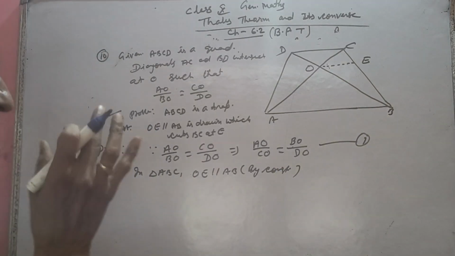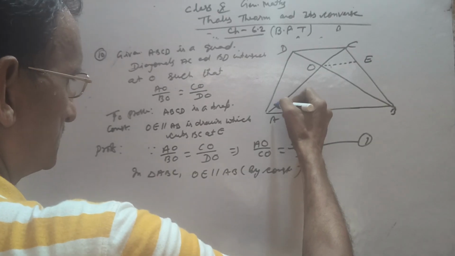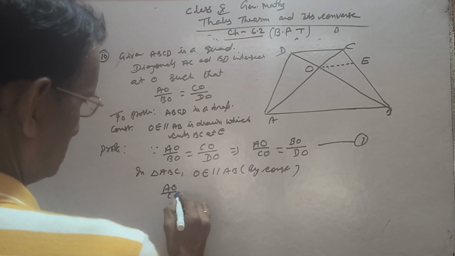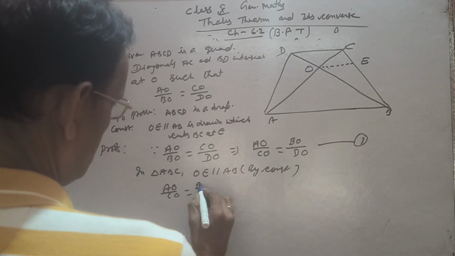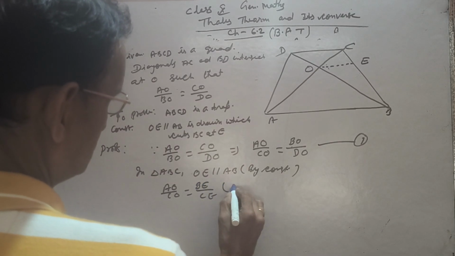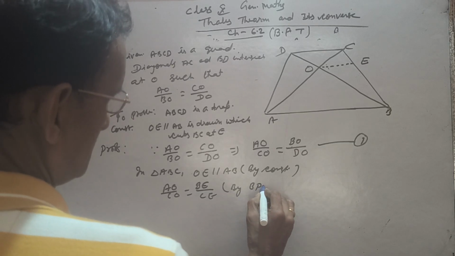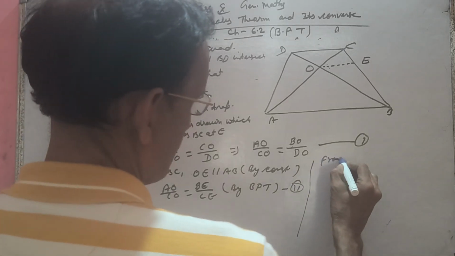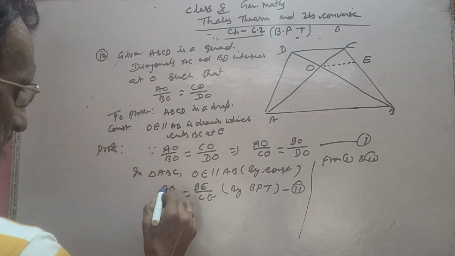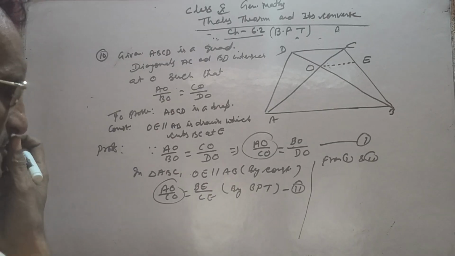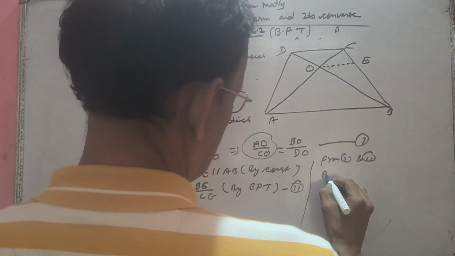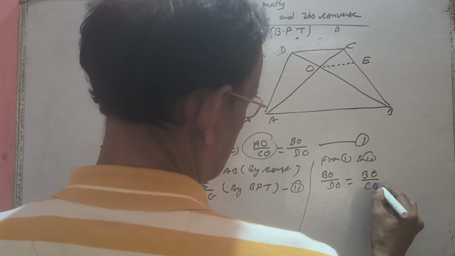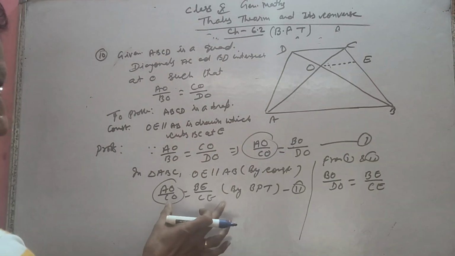Now then Thales theorem will come. What will come? AO by CO, then we will write BE by CE, this is by BPT. Let it be equation 2. I am writing here. From 1 and 2, see here, AO by CO is the same thing. So from 1 and 2, what we will get? BO by DO equal to what we are getting? BE by CE. This is given, and this we have proved.